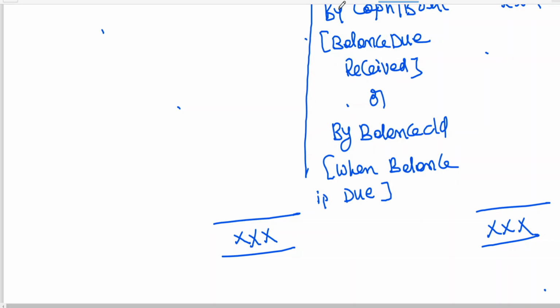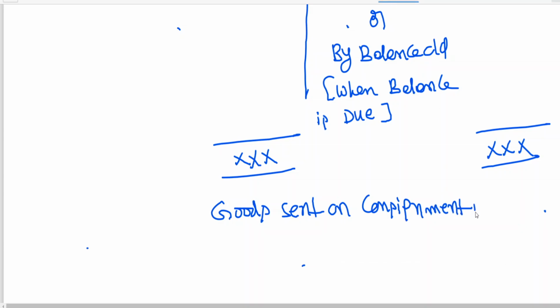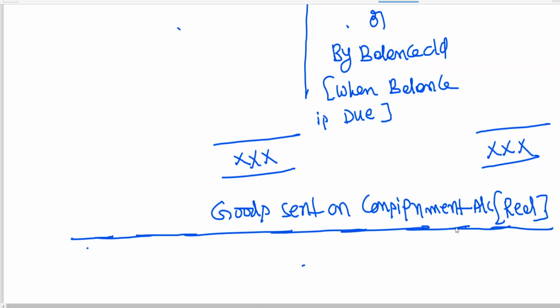The next account which we need to open is goods sent on consignment. Some people say it is a real account, some people say it is a nominal account, because if purchase is nominal, this is also nominal. If purchase is real, it's real. But I think we go by real only.